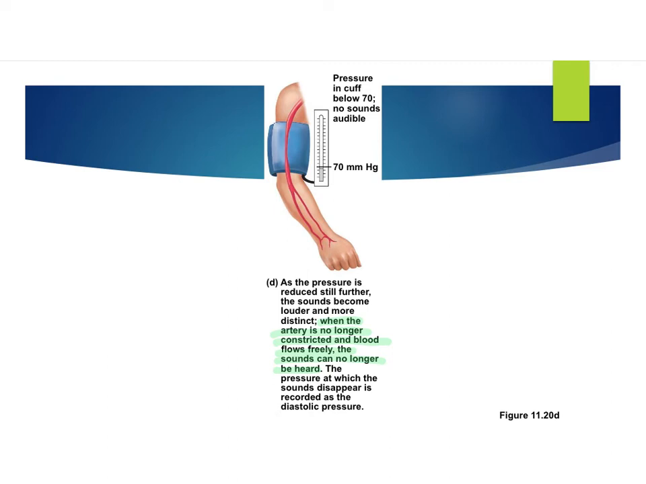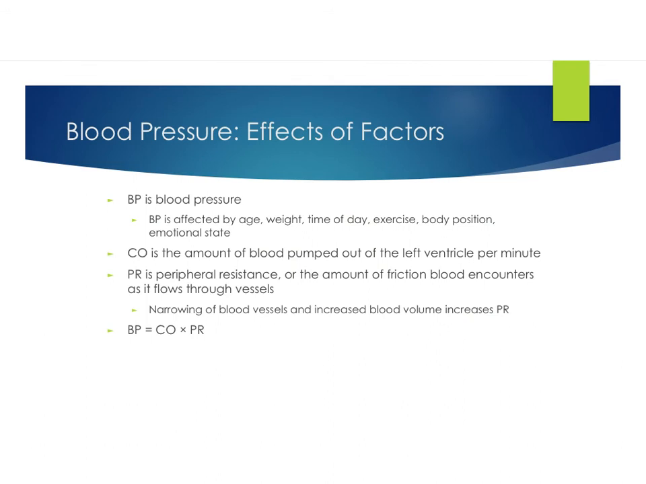As more air is let out of the blood pressure cuff, there will continue to be sounds until the blood vessel is all the way open, and then you'll stop hearing sounds. When the sound stops, that's the bottom number on the pressure gauge of the blood pressure cuff. Blood pressure is often just referred to as BP in this equation.